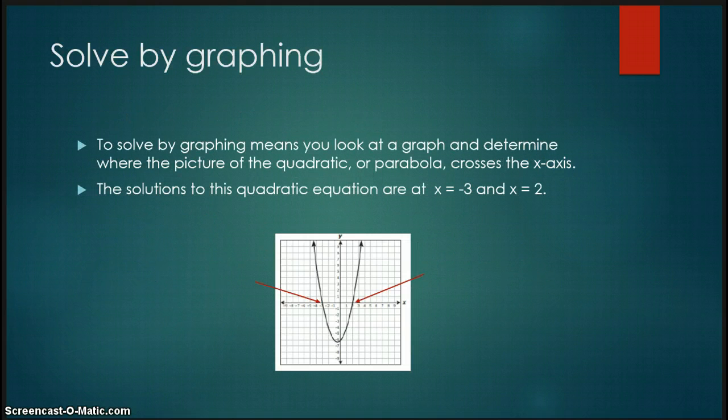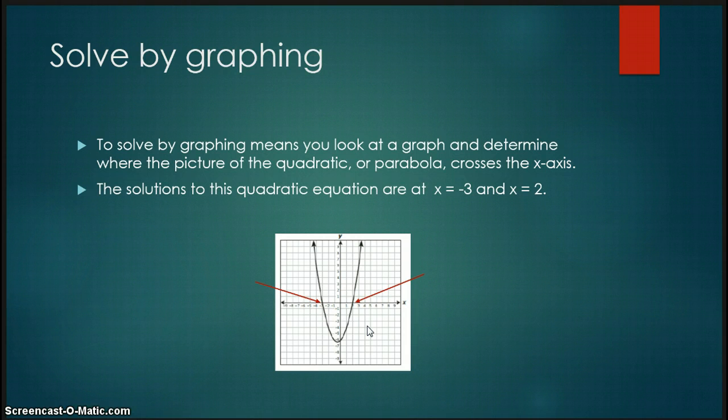In the best case scenario, you're given a graph and you're asked to find the solutions. In a quadratic, the graph is always a parabola. It can be pointing up, it can be pointing down, it can be to the left or the right, but you're always looking for a parabola. And the solutions to a quadratic equation are where that parabola crosses the x-axis.